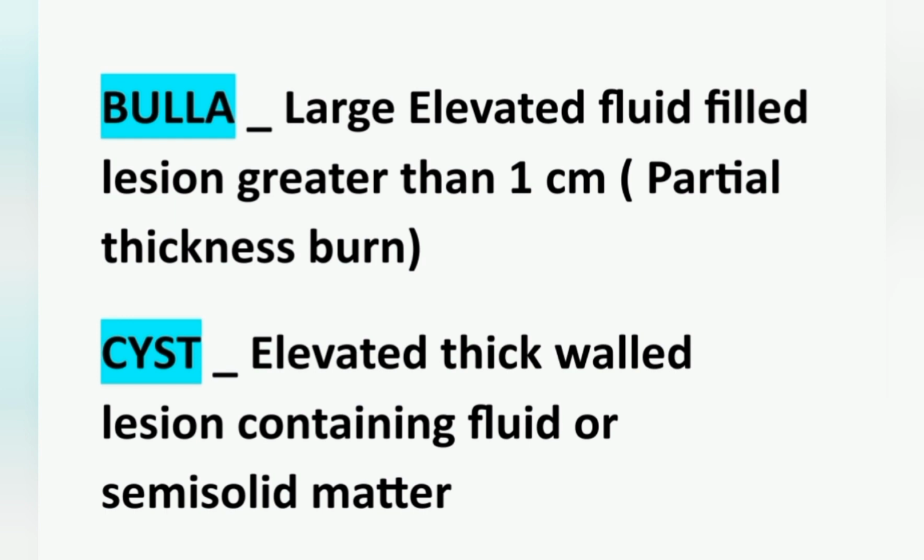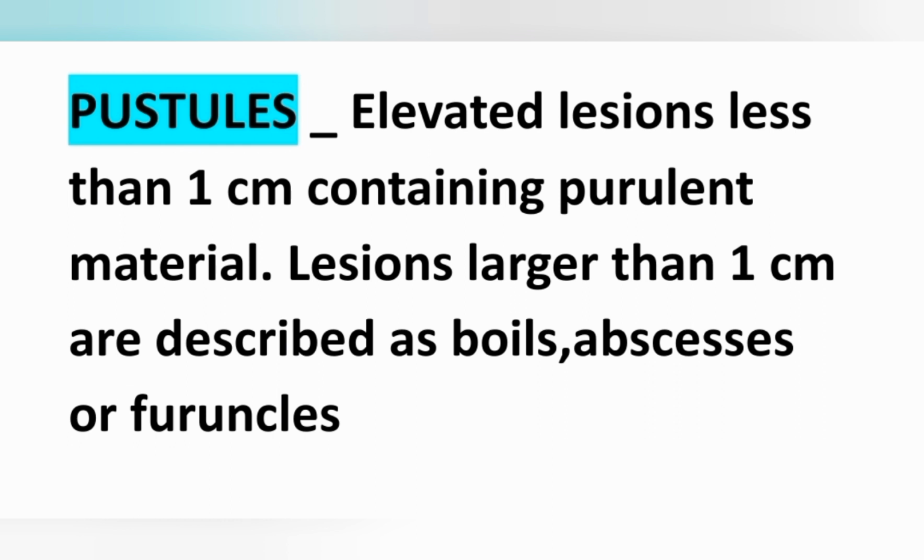The next point is pustules. These are elevated lesions less than 1 centimeter containing purulent material. So this is also a lesion which is small in size and contains pus forming material, that is known as pustule. And lesions larger than 1 centimeter are described as boils or abscess or furuncle. If the pustule is bigger, that is known as boils or abscess or furuncles. These are all some primary lesions which occur in the body.